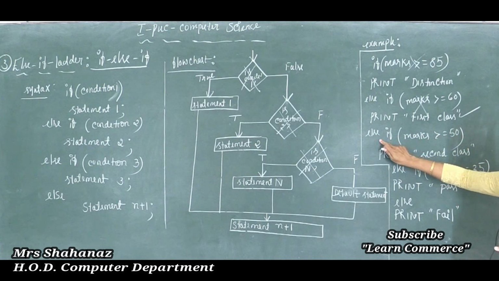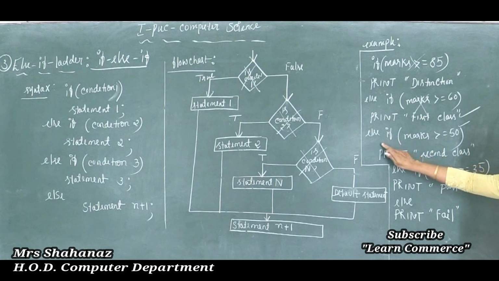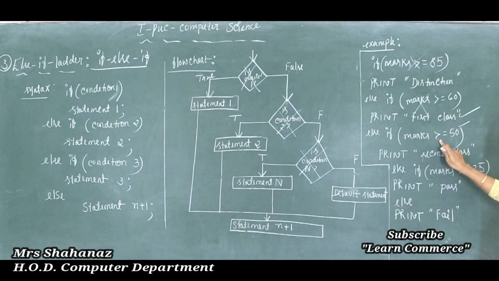So the condition I am going to check is else if marks greater than or equal to 50. That means we know the marks are equal to 50 to 59. Clear this point here? 50 to 59.